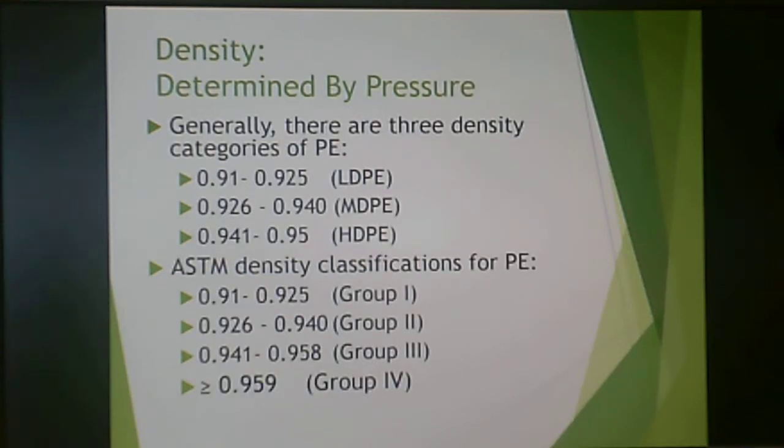Density is kind of determined by pressure. So there are three general density categories of polyethylene: low, medium, and high. And these are the ranges that define low, medium, and high. And the ASTM classifies these into different groups. So low density polyethylene falls into group 1, medium falls into group 2, most high density polyethylene falls into group 3, and then the really, really crystalline stuff falls into group 4.